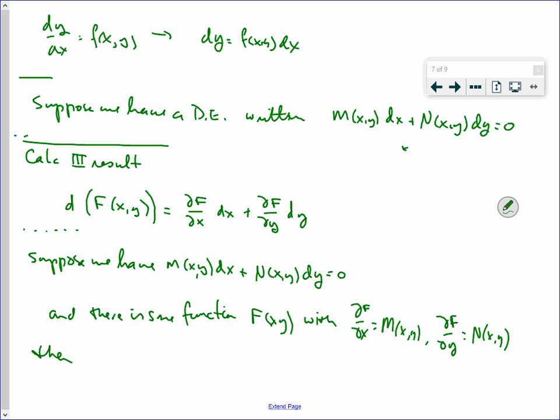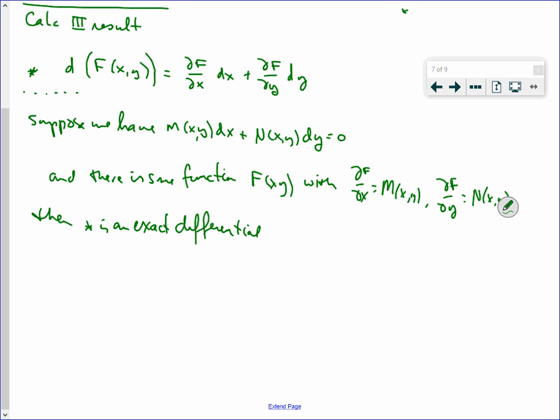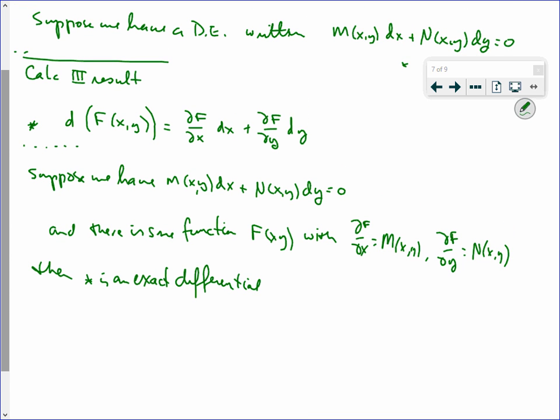This equation I've been putting this star by, it's an exact differential like I have here in the calculus 3 result. I've got two things with a star on it, but they're both the same thing. Then this differential equation we started with can be thought of as this, which means it's an exact differential.